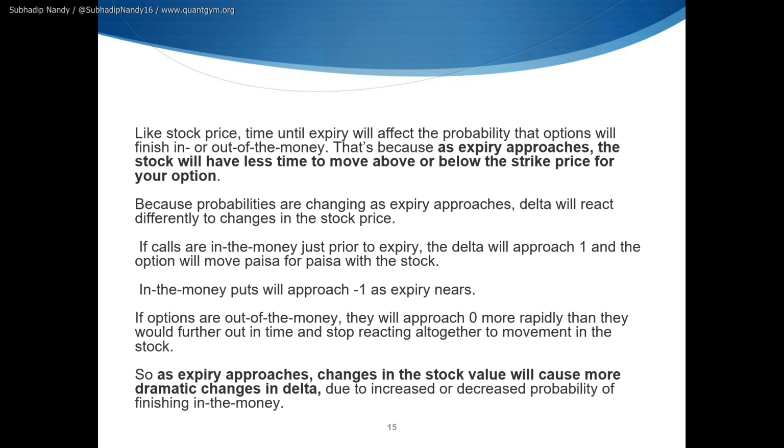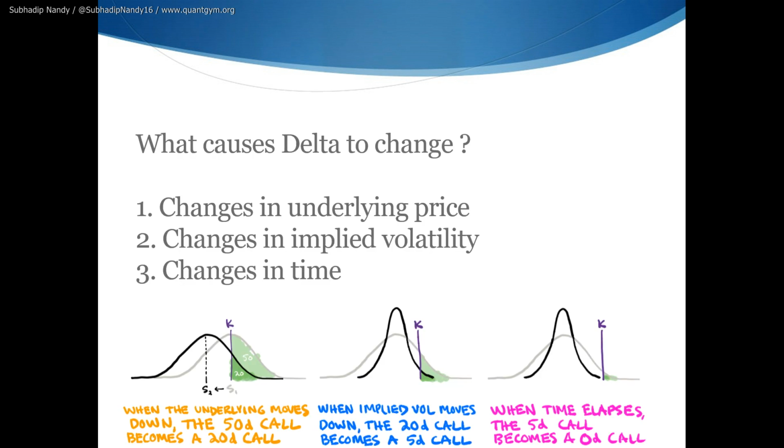So as expiry approaches, changes in stock value will cause more dramatic changes in delta, due to increased or decreased probability of finishing in the money. This dramatic change is obviously in the money, at the money options. Okay. This one slide sums up what causes delta to change. A change in the underlying price, obviously. A change in implied volatility, if the volatility of the stock changes, or a change in time.